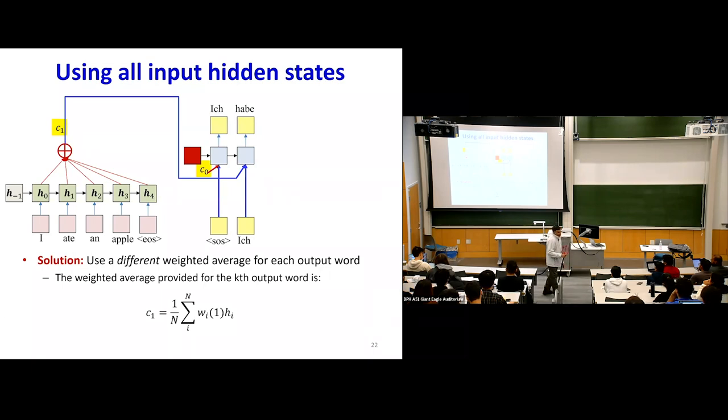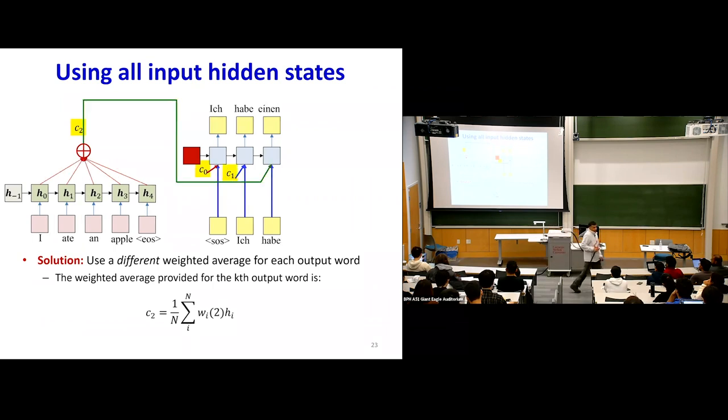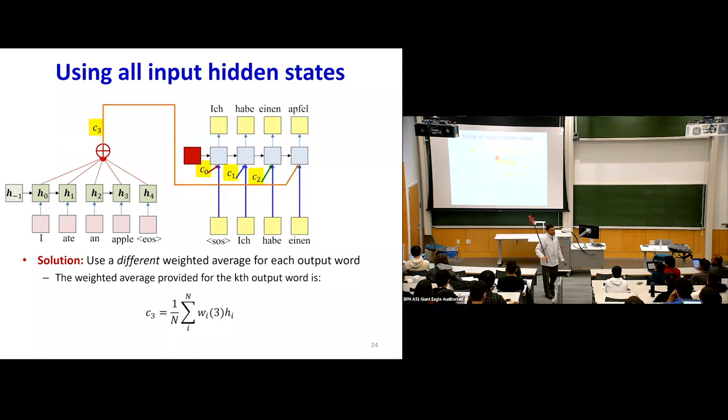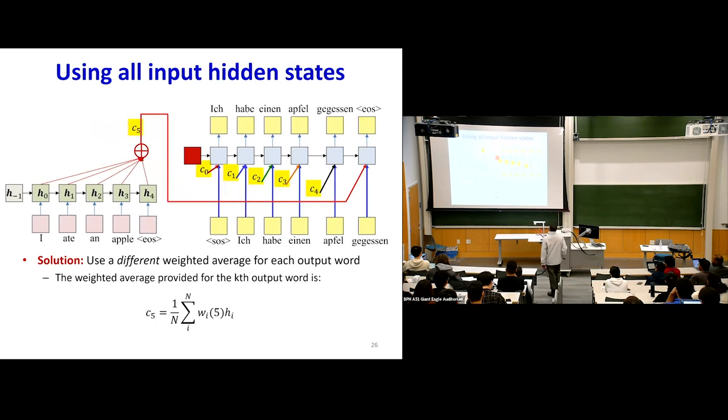And then once that's done, you're going to get your second word. At the next time step, you're going to use a different set of weights to compute a completely different weighted combination of inputs. And this context is going to go in along with the second word to generate a third output. And then at the fourth output, again, you're going to have a completely different weighted set of these inputs. And that is going to go in along with the previous word to generate the output. And of course, the recurrent hidden state. Don't forget the recurrent hidden state, right? And so on until the end of sentence marker is generated.